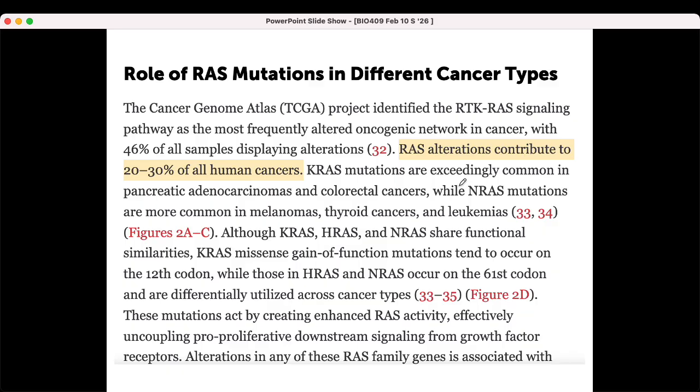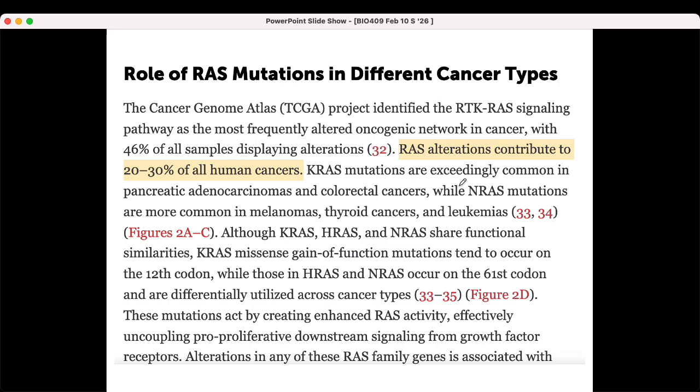KRAS gain of function mutations tend to occur on the 12th codon, so a specific amino acid, while those in HRAS and NRAS occur on the 61st codon. So some differences like that. And then they'll say that even the details like that are seen differently in different kinds of cancer. And it's just going back to, well, what's normally working on that?